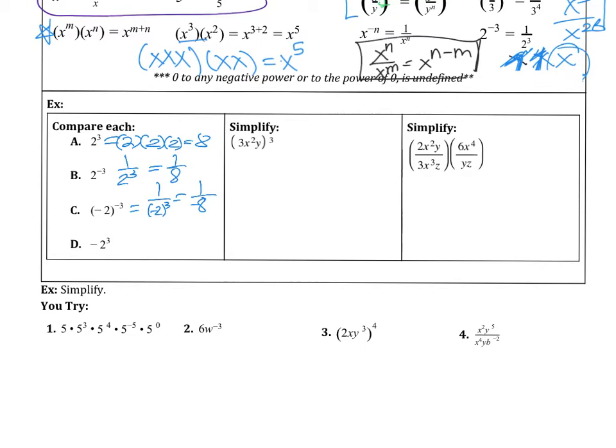Now on D, there are no parentheses the same way that there were on C. So what this really means is I'm taking negative times 2 times 2 times 2. So that negative sign, there's no parentheses, is not impacted by 2 to the 3rd power. So I'm really multiplying 2 times 2 times 2, and then I'm making it negative. So D is going to be negative 8.